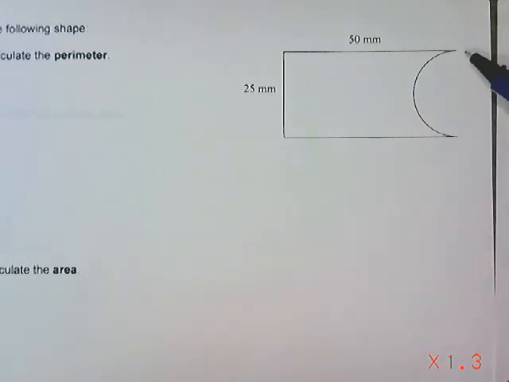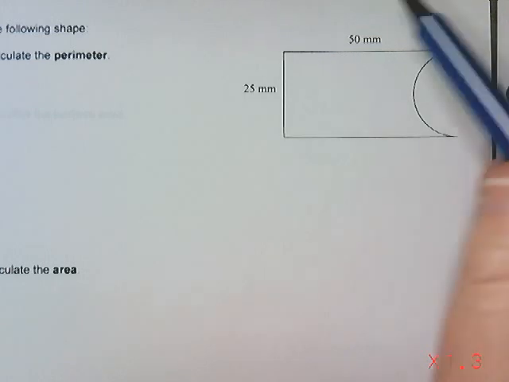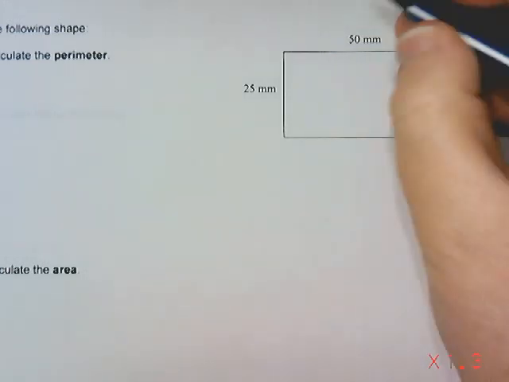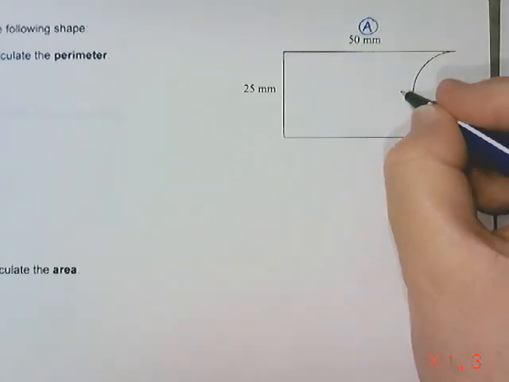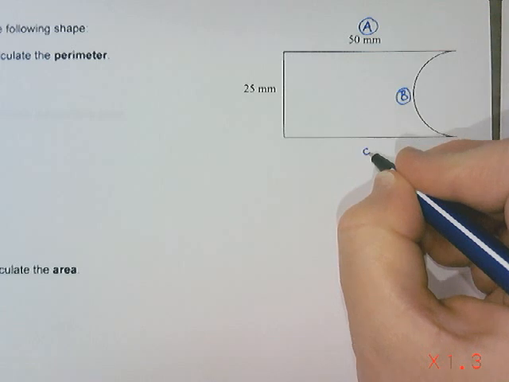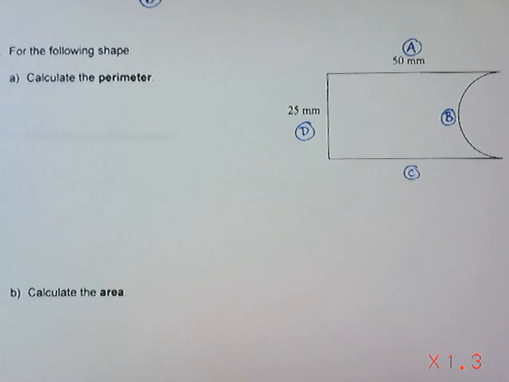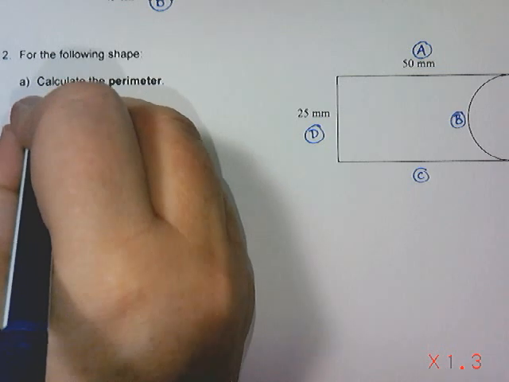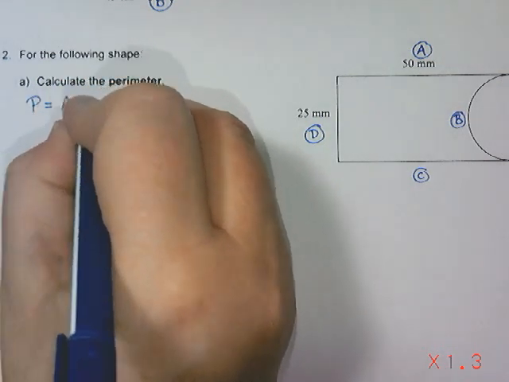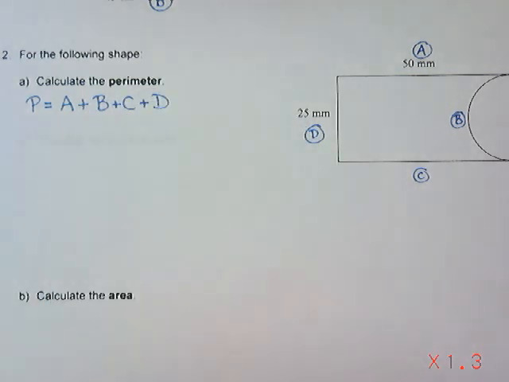Now, when I'm doing perimeter, I really am just worried about the side lengths, and all I need to do is just add all of those side lengths together. So I normally make up my own formula. I'm going to letter all of the sides. So I have A, I'm going to call this one B, I have C, and D. And in order to calculate the perimeter, I'm just going to do A plus B plus C plus D. So my perimeter is side A plus side B plus side C plus side D.